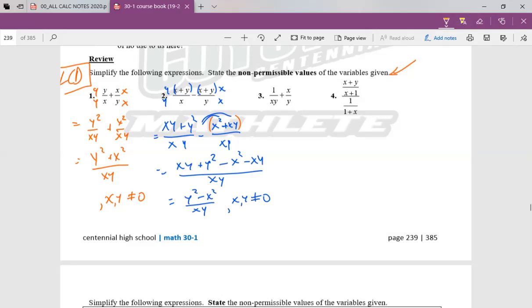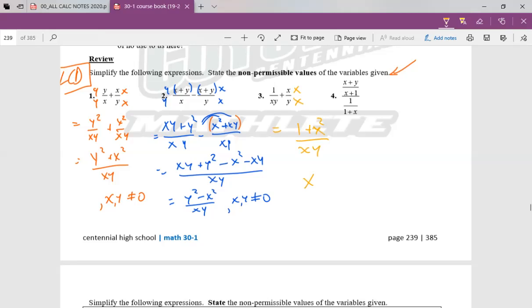Next one, actually kind of straightforward, not too bad. The right term needs a factor of x up and down to be able to get a common denominator, and then therefore this is 1 plus x squared over xy.